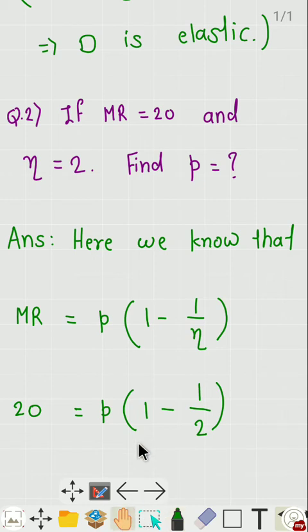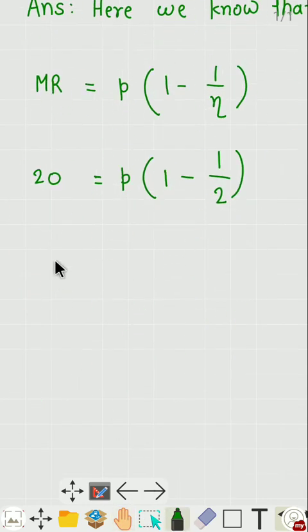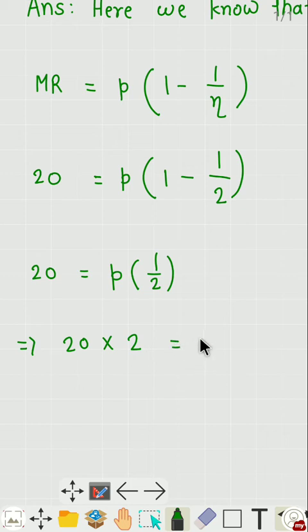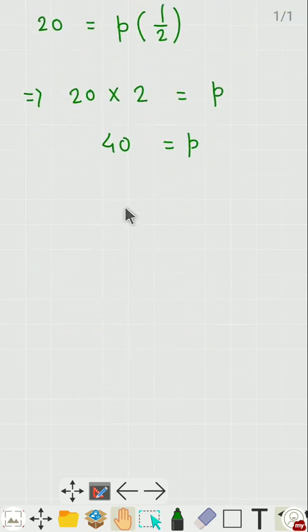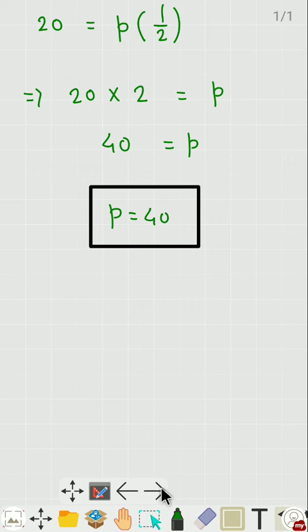In the next step, 20 is equal to P, and 1 minus 1 half is 1 half. So finally we get 20 into 2 is equal to P. Therefore 20 into 2 is 40, and price P is equal to 40. So this is the end of this question also.